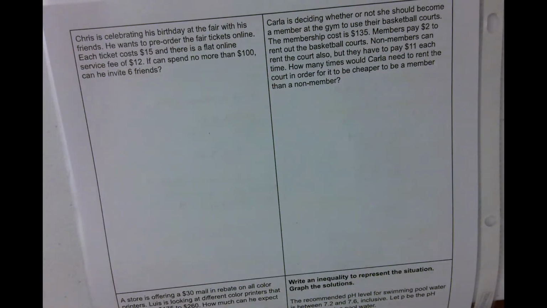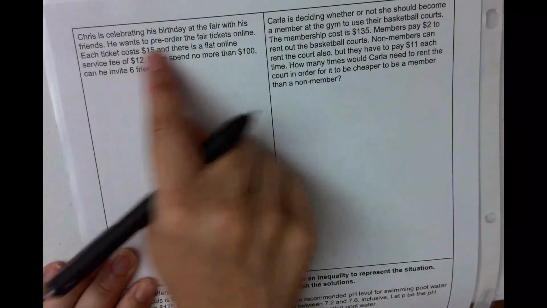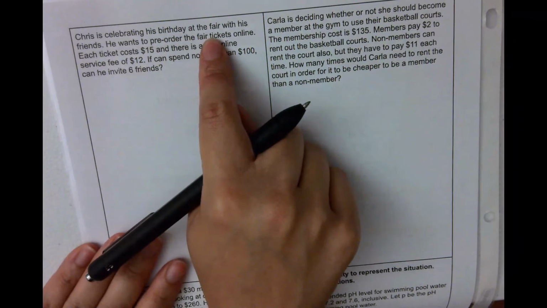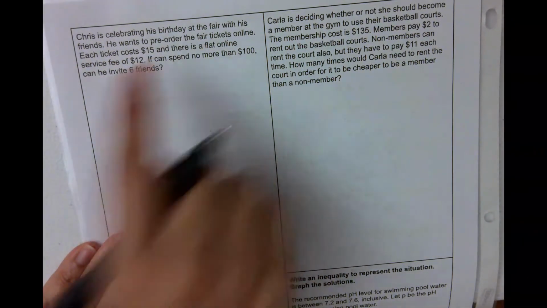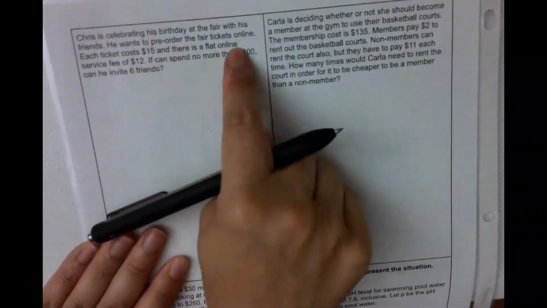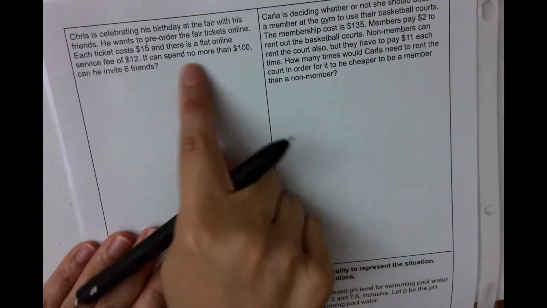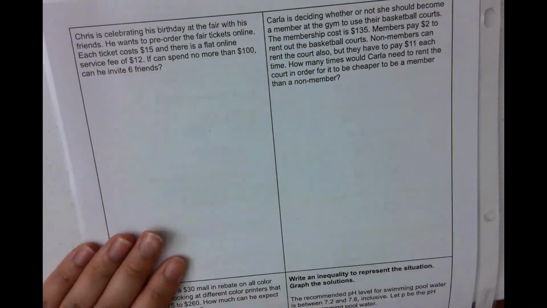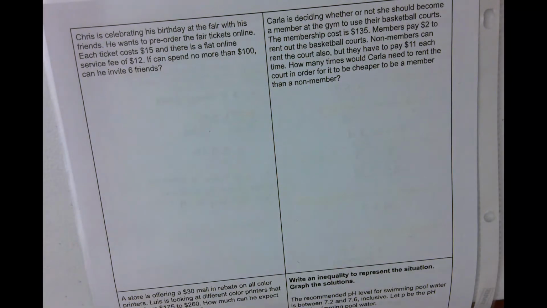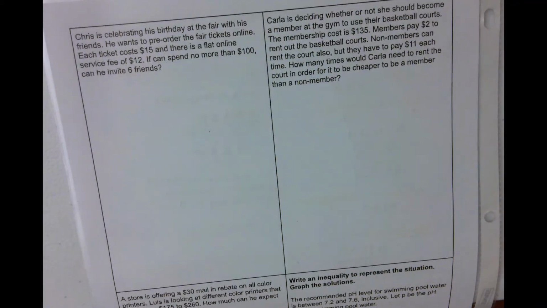So here, Chris is celebrating his birthday at the fair with his friends. He wants to pre-order the fair tickets online. Each ticket costs $15, and there is a flat online service fee of $12. If he can spend no more than $100, can he invite 6 friends? Let's highlight some main information here.